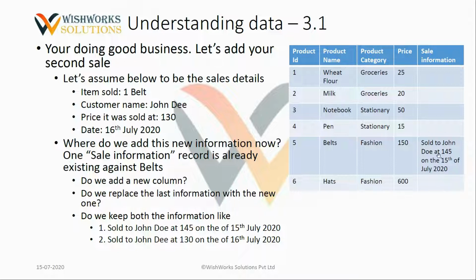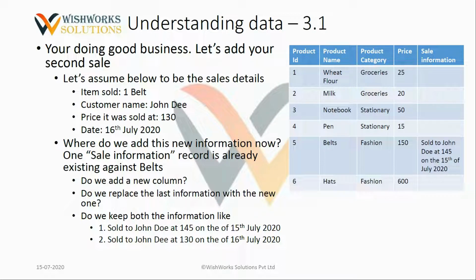Now let's check out the second option that we discussed, which is we replace the last information. So we'll replace this information with the latest one. What would happen in that case? On 15th, John Doe purchased. On 16th, John D purchased. On 17th, say John Doe came and purchased again. And on the 18th, some other person came and purchased.